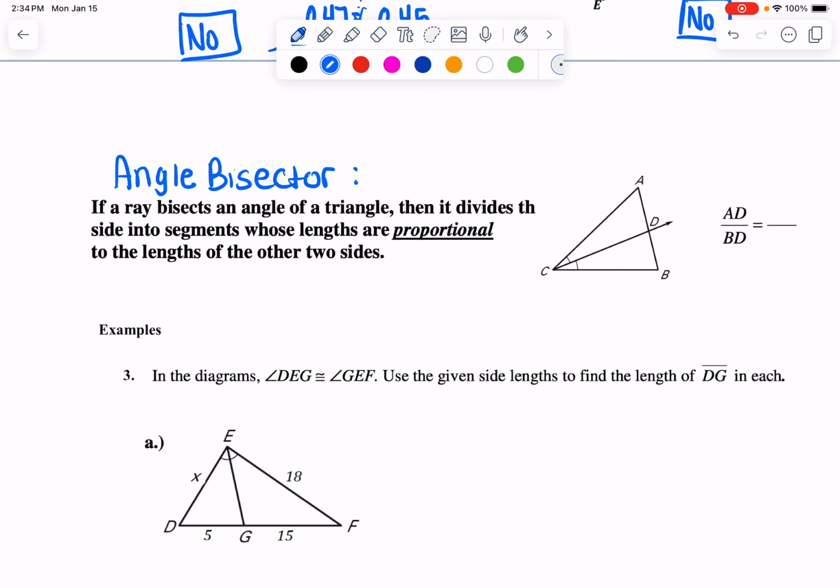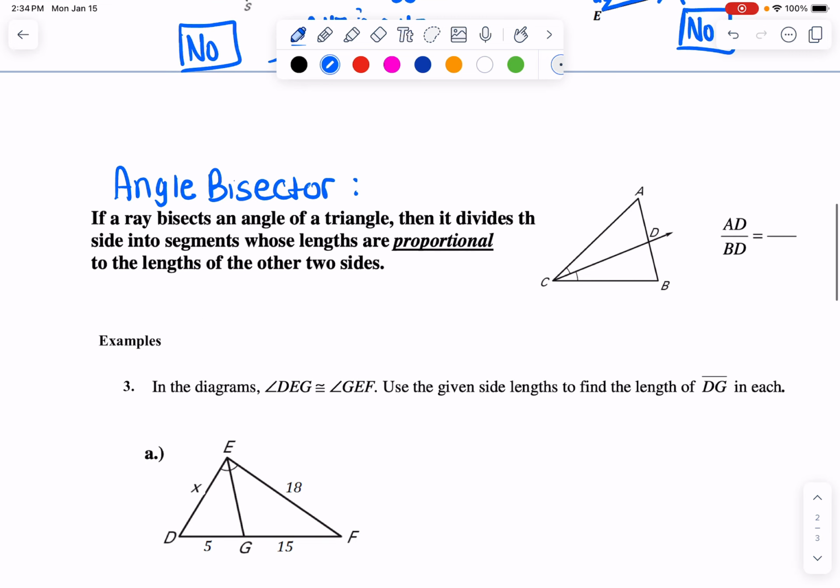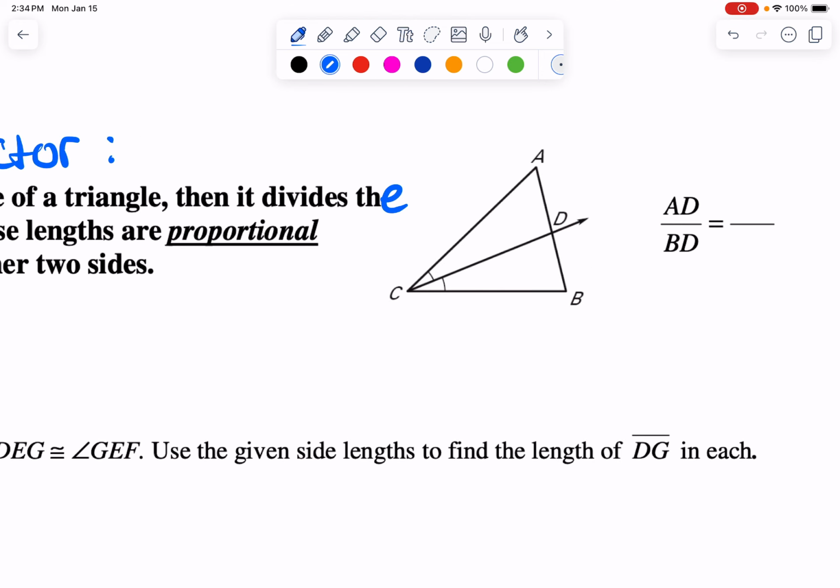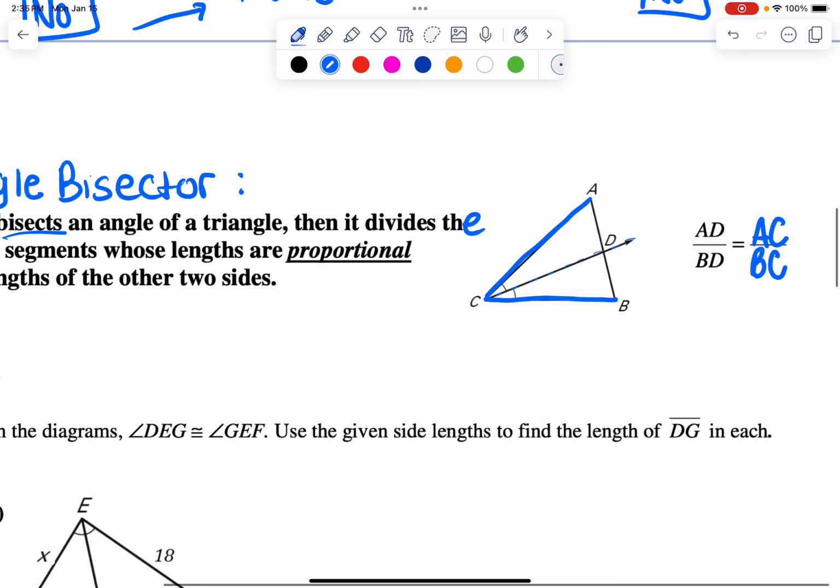So for an angle bisector, here's what it says. If a ray bisects an angle of a triangle, then it divides the side into segments whose lengths are proportional to the lengths of the other two sides. So here's what I'm looking at. If we're saying that this ray bisects that angle, we're going to say this: AD and BC are going to be equal to these two lines that the angle is bisecting. So that would be AC on top and then BC on the bottom. If that proportion holds, then you have an angle bisector.